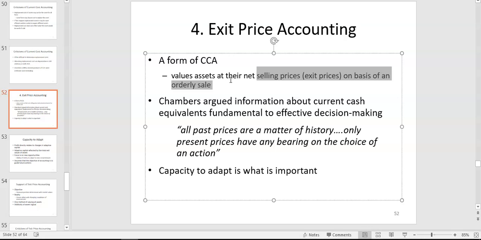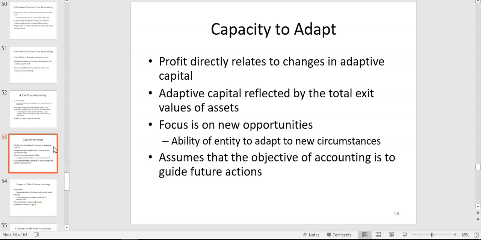And the whole logic here is that this gives you more effective information for decision making. You want to know what can I sell the assets for in their current state. So it focuses on the capacity to adapt. Profit directly relates to those changes in adaptive capital, which is the exit values of assets. But of course, the big issue here is, can we actually measure the value of each of those assets regularly and accurately? So it's kind of a different perspective. It's not focused on what you can replace the asset for, it's what you can sell the current asset for.